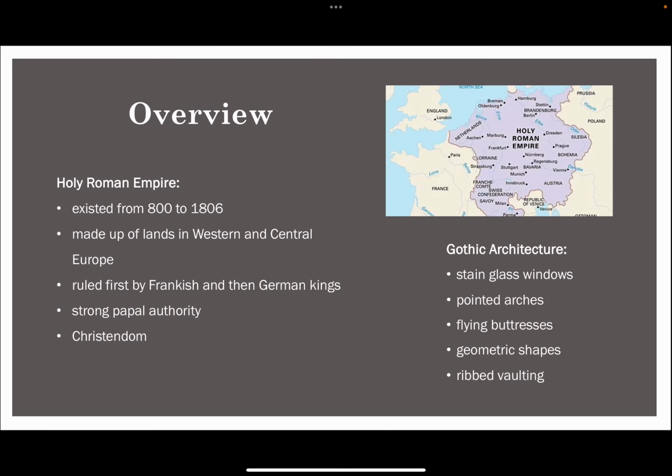Next slide. So just a quick overview of some context. The Holy Roman Empire existed from 1800 to 1806. It is made up of lands in Western and Central Europe, ruled first by Frankish and then German kings, with a strong papal authority, and it is a Christendom. And here's just a quick visual image of the lands the Holy Roman Empire occupied. And then within that, we're going to be talking about Gothic architecture. So some main components are stained glass windows, pointed arches, flying buttresses, geometric shapes, and ribbed vaulting.